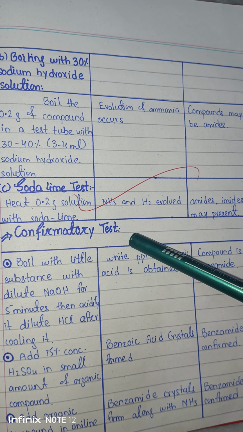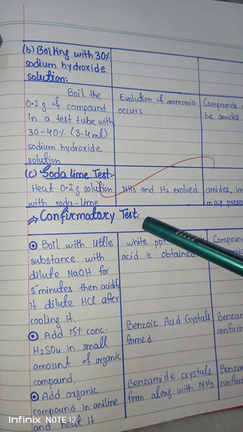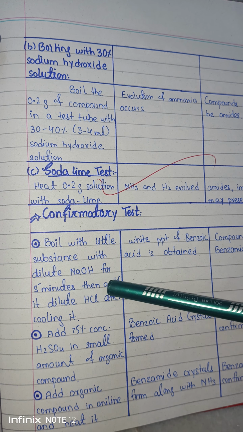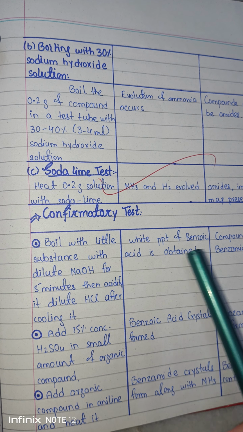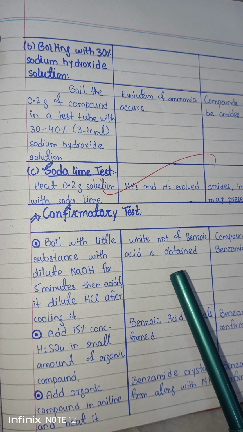Now in the last, you will add some confirmatory tests. Boil the little substance with the dilute NaOH, and after that dilute with HCl, and then cool, so the white ppt of benzoic acid will form.